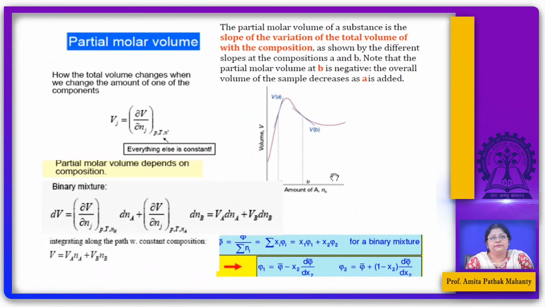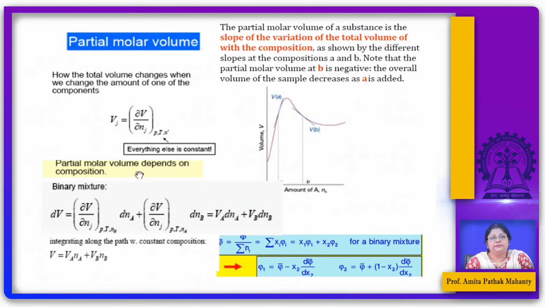Okay. Yes, ma'am. How the total volume changes when we change the amount of one of the components is how you define the partial molar quantity. How the molar volume is changing with a particular species, whichever volume we are trying to measure. Suppose we are talking about water in an ethanol mixture. The partial molar volume of water in the mixture is going to be the total change in volume with the number of moles of water, keeping the number of moles of ethanol fixed at a given temperature and pressure.